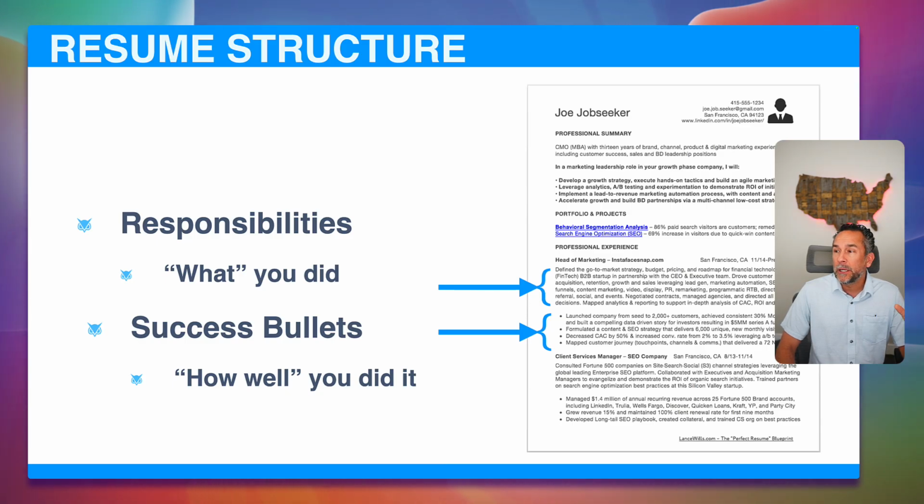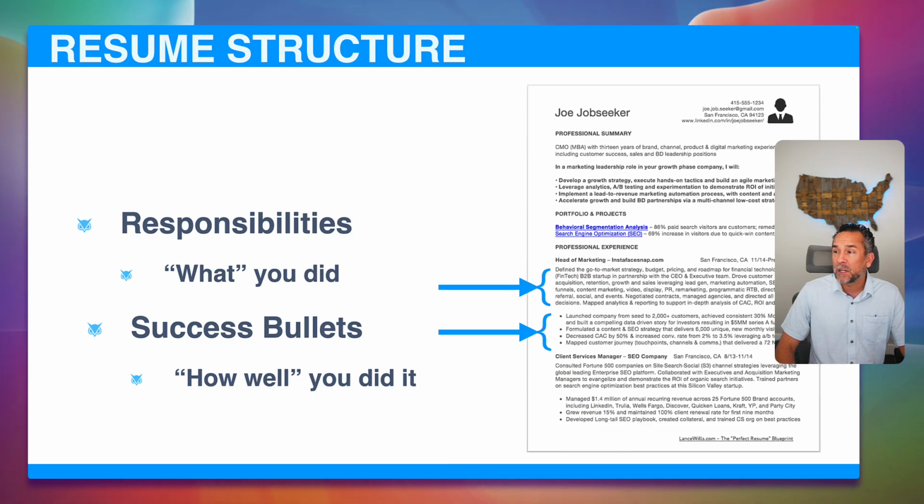So if you see here, high level, defined the go-to-market strategy, budget, pricing, and roadmap for financial technology, fintech, B2B startup in partnership with the CEO and executive team. At the high level, very clear. Oh, okay, this person ran go-to-market for this company.